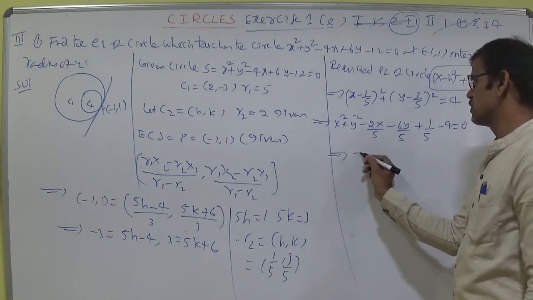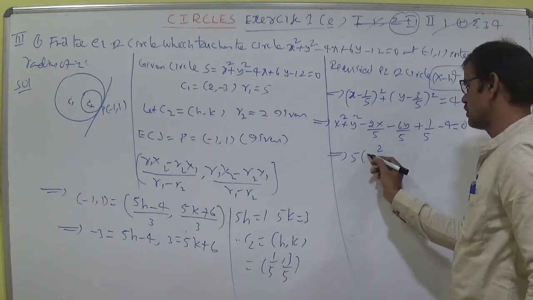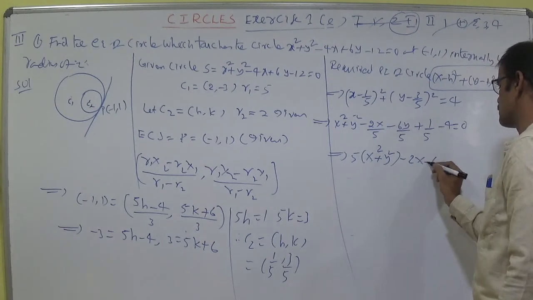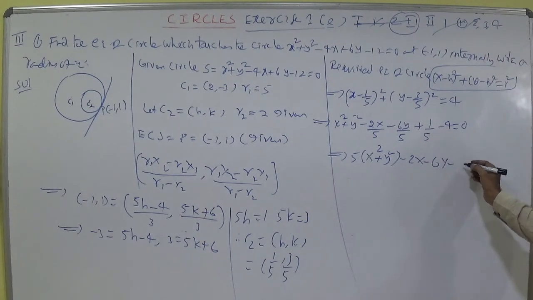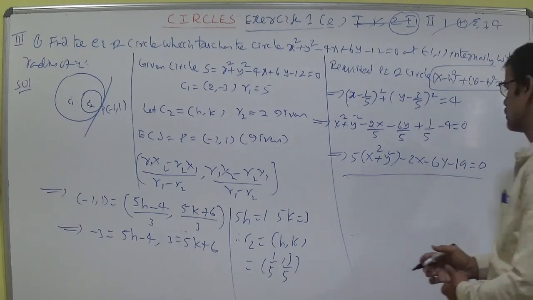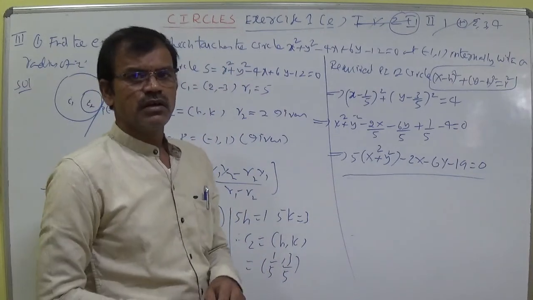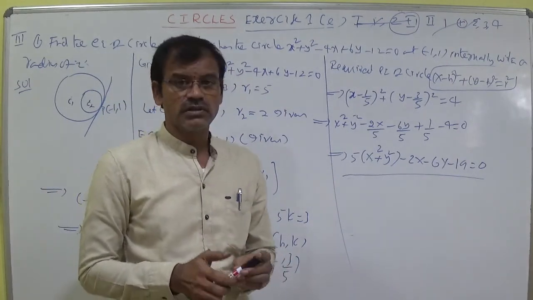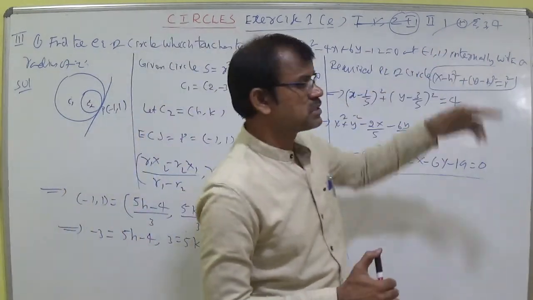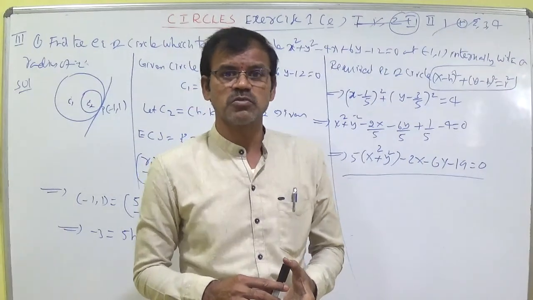Now by taking LCM as 5, 5 into x square plus y square minus 2x minus 6y plus 1 minus 20, you can write here minus 19 equal to 0. So 5 into x square plus y square minus 2x minus 6y minus 19 equal to 0 is the required equation of the circle for the Roman number 3 question. Okay students, Roman number 2, third question and fourth question are the heart of the circle chapter. Most important questions, let us discuss in tomorrow's class. Okay.